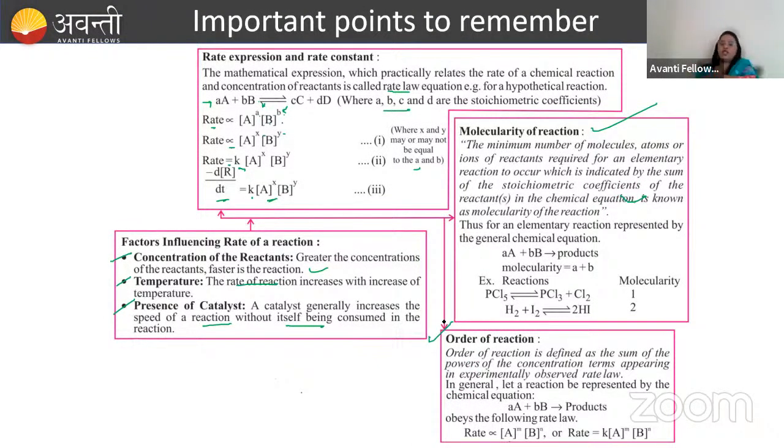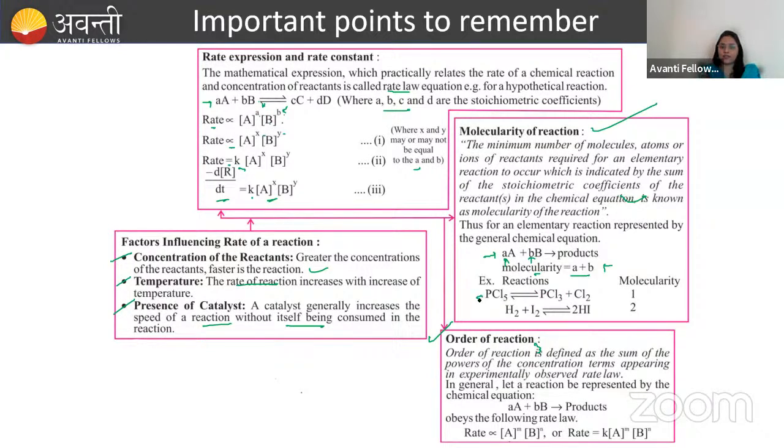It is the minimum number of molecules or atoms or ions of reactant required for an elementary reaction to occur, which is indicated by the sum of the stoichiometric coefficients of the reactant. So here, see this reaction, aA plus bB gives product. So what is the molecularity? How many molecules are present there? So here a moles of A are present and b moles of B are present. So just make the sum of these, you will get the molecularity. How many molecules are present is known as the molecularity of a reaction.